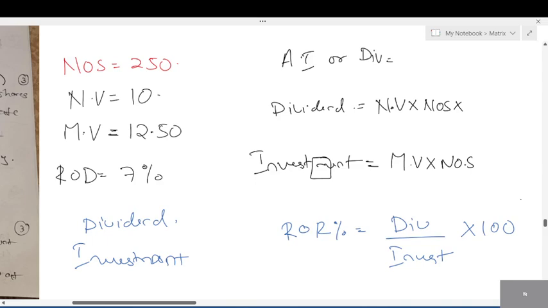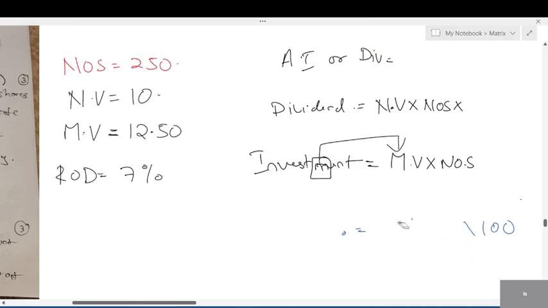Now, if investment is asked, that's the reason I teach tricks like this. See, investment has an M present. For M, use market value. Market value into number of shares is investment. Next, dividend. For dividend, we don't use market value. We use nominal value, number of shares, and the rate of dividend percent given, ROD.